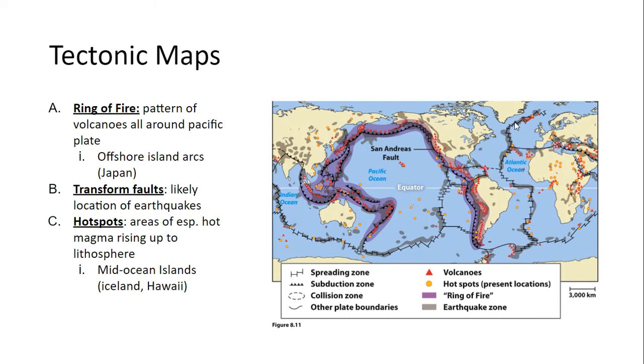And so the last piece that we need to know in terms of plate tectonics is that, depending upon what plate we might be looking at, plate movement can actually form geological features on Earth. So one of those geological features that you should be familiar with is what's known as the Ring of Fire. This is going to be the pattern of volcanoes that we tend to see all around the Pacific Plate and the offshore island arcs in Japan.